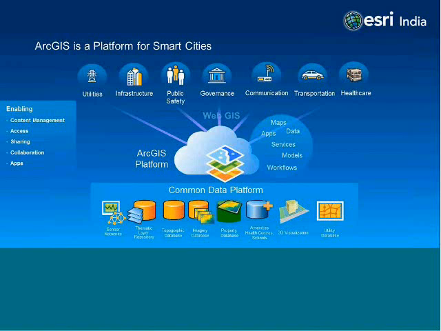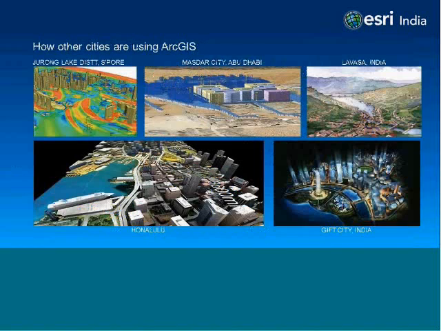Now, many cities globally, I would just name some of them, have been using GIS technology, they've used ArcGIS. The case in point is the Jurong Lake District, which is being developed by the Urban Redevelopment Authority of Singapore, or Masdar City in Abu Dhabi, Lavasa in India, Gift City or Honolulu. What's common to each one of these is that these agencies have used GIS from the very beginning, and they've used GIS very effectively.